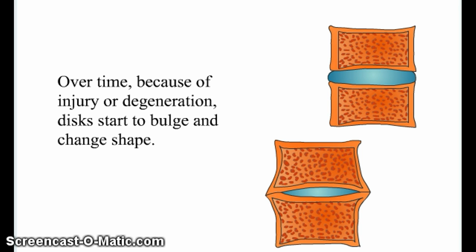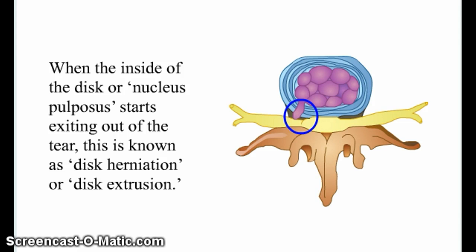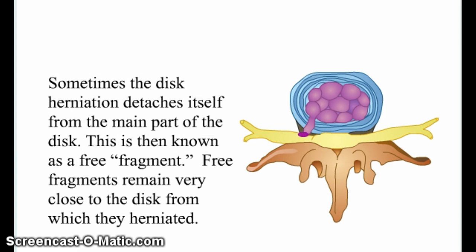Over time, because of injury or degeneration, discs start to bulge and change shape. If the annulus fibrosus tears, this is known as an annular tear. When the inside of the disc, or nucleus pulposus, starts exiting out of the tear, this is known as disc herniation or disc extrusion. Sometimes the disc herniation detaches itself from the main part of the disc. This is then known as a free fragment. Free fragments remain very close to the disc from which they herniated.